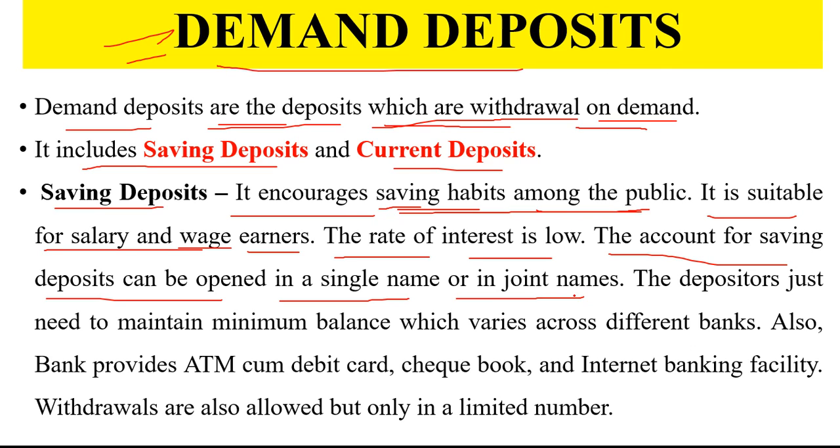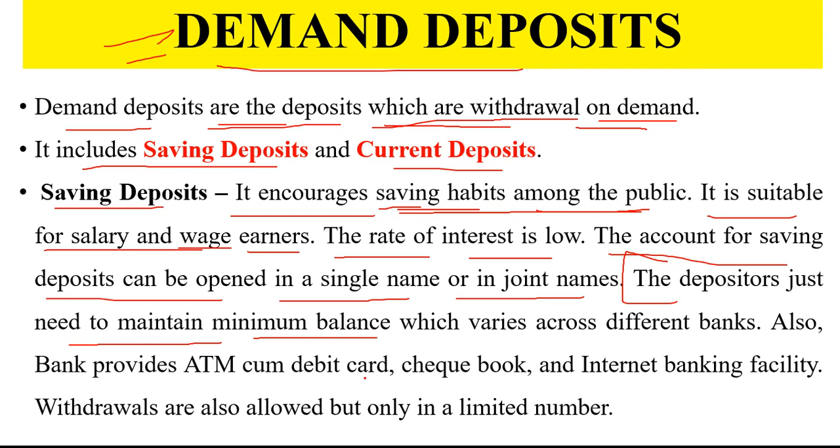Okay, joint name means more than one person, that is what a joint account is, and single person means a single account holder. A joint account means you plus one more partner, that is called a joint account. So a joint account can also be opened in saving deposits. The depositors just need to maintain a minimum balance.